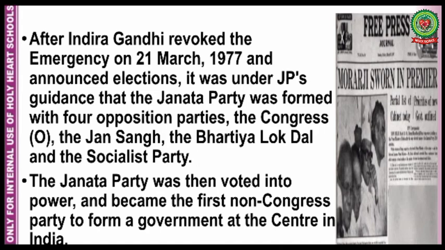The Janata Party was then voted into power and became the first non-Congress party to form a government at the centre in India. The most important result of the JP movement was that it forced the Prime Minister of India to end the emergency and resign. In the election, for the first time a non-Congress party came into form, and that was the Janata Party, which was a merger of 4 political parties: Congress O, Jansangh, Bharatiya Lok Dal and the Socialist Party. So the formation of the first ever non-Congress government at the central level was the biggest achievement of the JP movement.